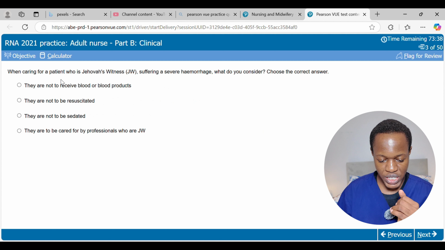When caring for a patient who is Jehovah's Witness suffering a severe hemorrhage, what do you consider? Choose the correct answer. They are not to receive blood or blood products. They are not to be resuscitated. They are not to be sedated. They are to be cared for by professionals who are JW. They are not to receive blood or blood products.